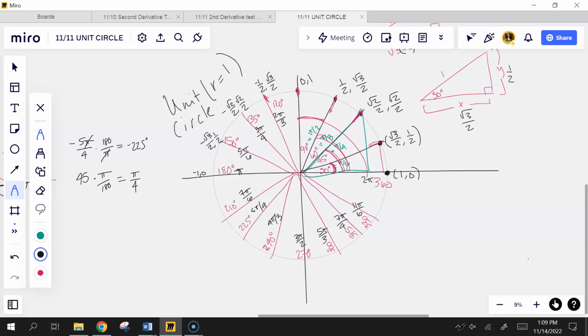All right, everybody negative in quadrant 3. So negative root 3 over 2, negative 1/2, negative root 2 over 2. Yep, quadrant 3, x and y are both negative. And then in quadrant 4, x is positive and y is negative.